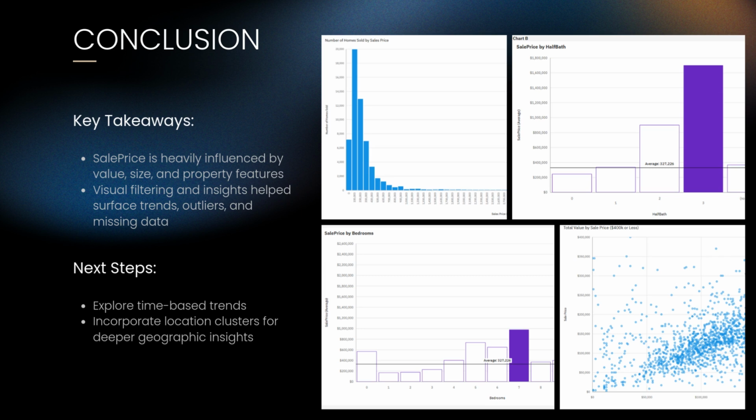If I were to keep going, I'd want to explore trends over time, such as how home prices have shifted by year, and maybe dig into geographic clusters to see how neighborhood factors affect value. Overall, this process gave me a solid foundation in data exploration and helped me sharpen my eye for trends, gaps, and opportunities in real world housing data.